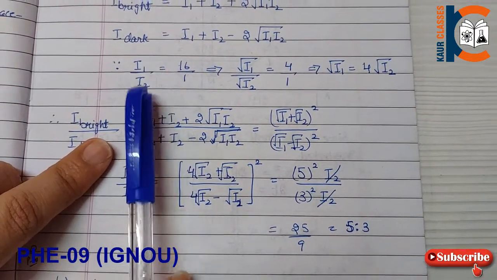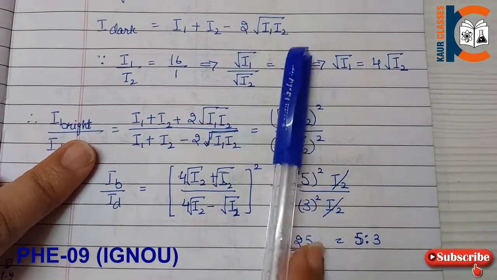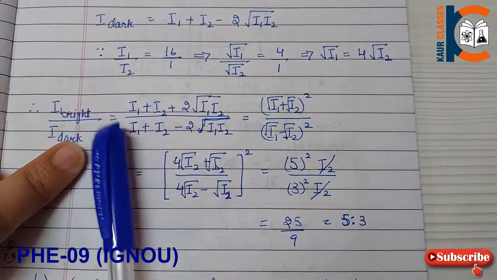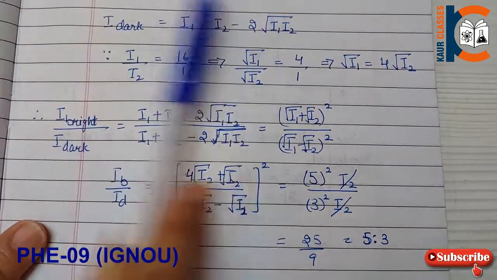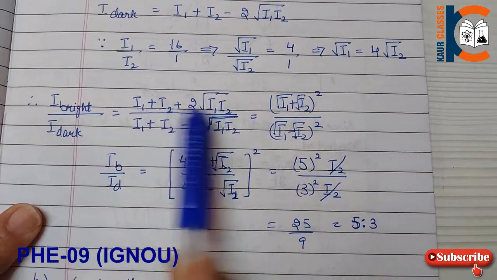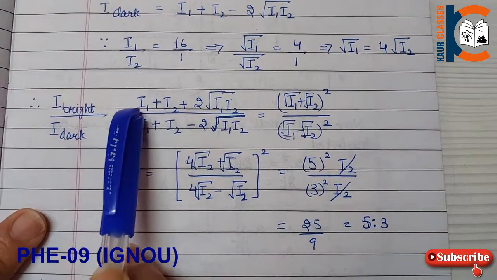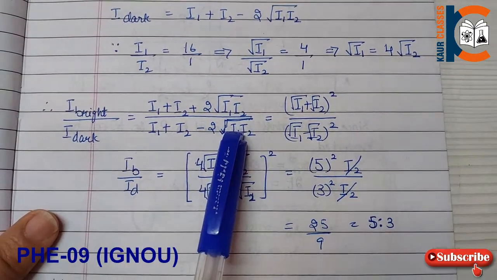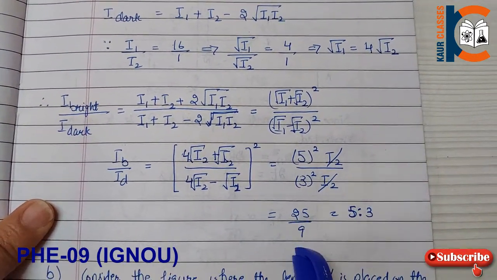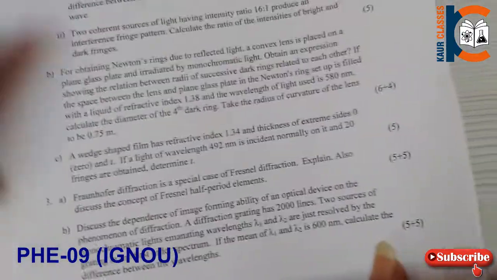We have given I1 upon I2 equals 16 ratio 1. By taking the root, root of 16 equals 4, and use this in the given formula ratio. Just divide both the equations. If we use root I1 square plus root I2 square, this is (a plus b) whole square, and for the other it becomes (a minus b) whole square. Just put these values from this relation, and we are left with 25 by 9, which equals 5 by 3 ratio, and this is the required answer.